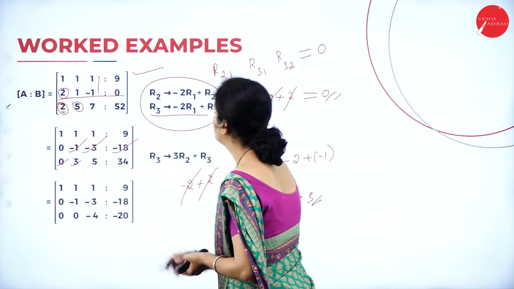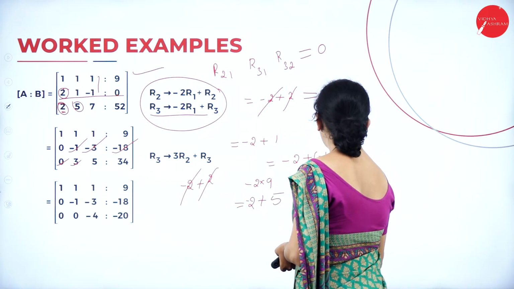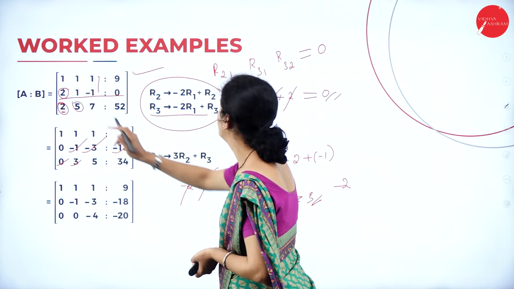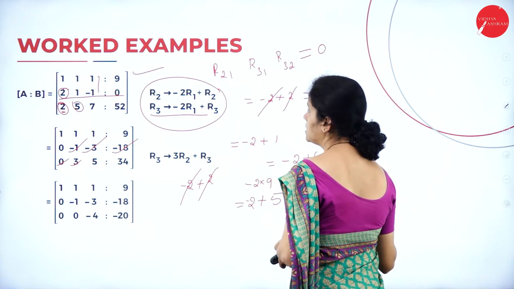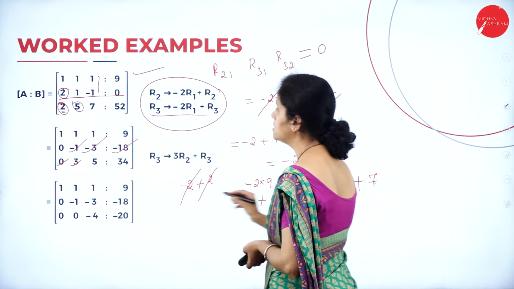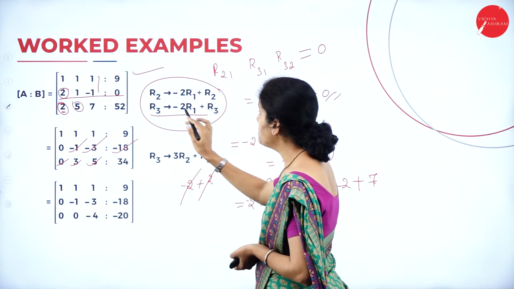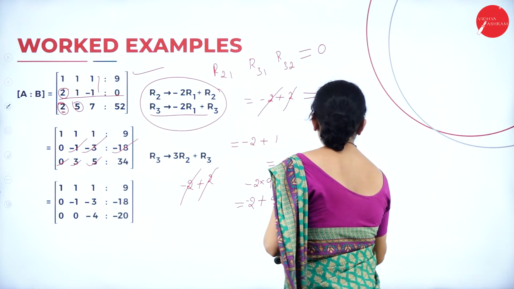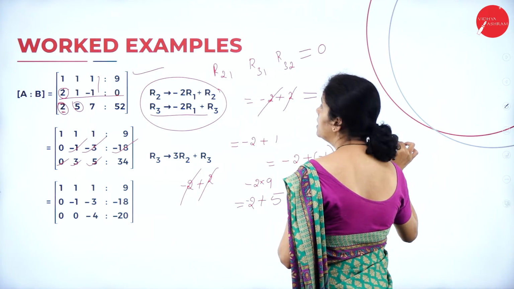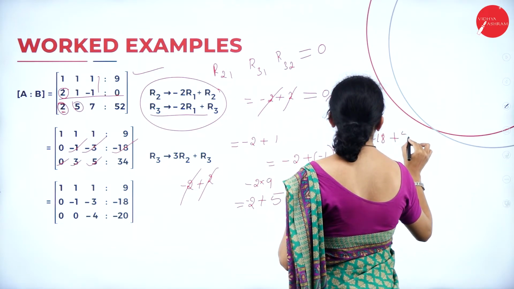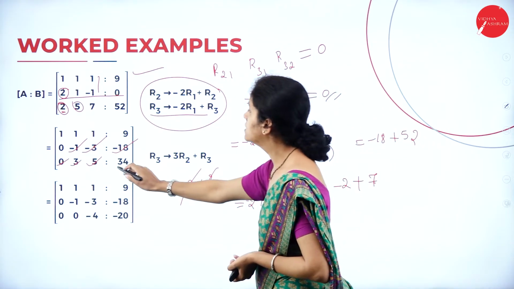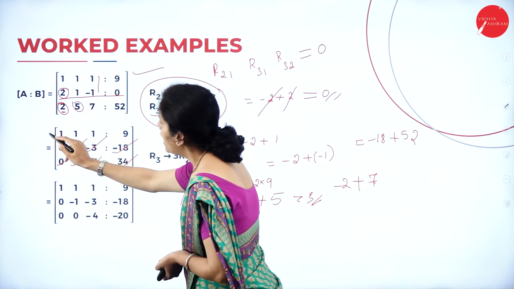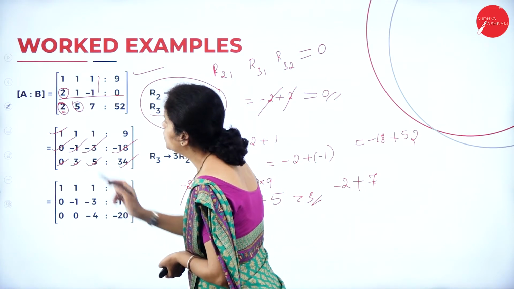Fine, I got 3. Now, for the next term, minus R1, that is minus 2, then plus R3. R3 is how much? 7. So, it is 5. Next term, R1, that is 2R1. 9 into 2, it is 18. So, minus 18 plus 52. So, it is 34. Okay, fine. Now, dear student, I got row 1 and I got row 2.